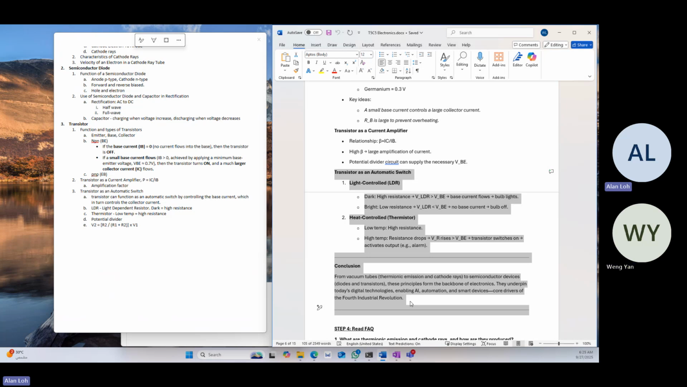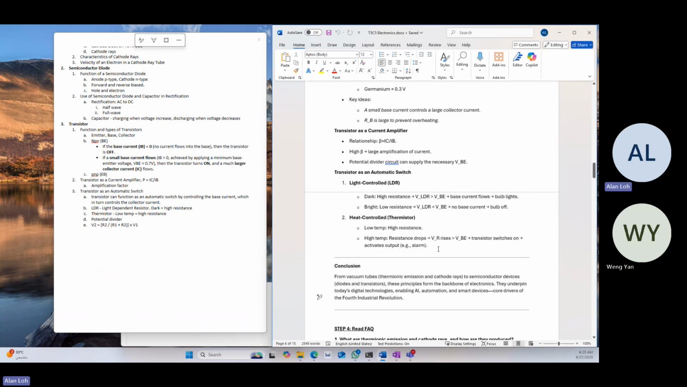Alright. What I see here is a little bit of understanding. This is talking about the last sub-drawer, drawer number 3, on the thermistor and also the LDR. So it's an application. How do you apply the transistor into something more useful in our daily life?